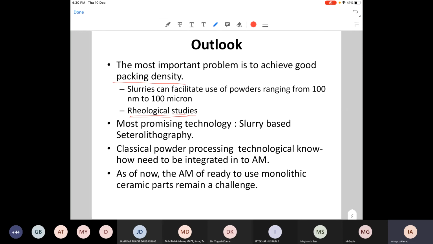The most talked about processing technology nowadays for ceramics is slurry based, where you have done a good rheological study and have optimized the slurry, and then use photolithography. The last product I showed you was from photolithography. And traditional, classical powder processing technologies, which are used for extrusion and other things, that know-how has to be integrated into additive manufacturing to get good products as far as ceramics is concerned. And getting a monolithic ceramic product, a large part, is still a challenge.